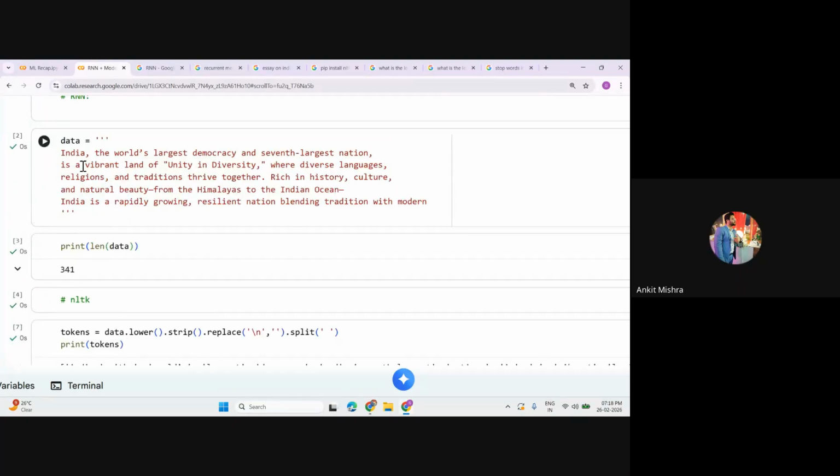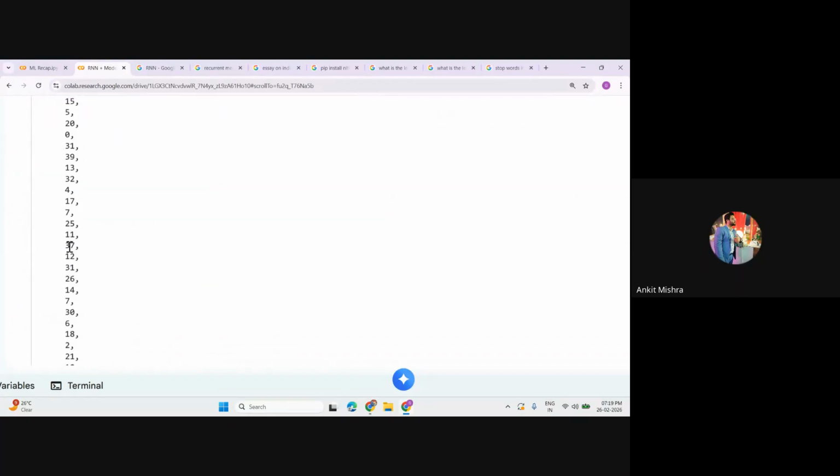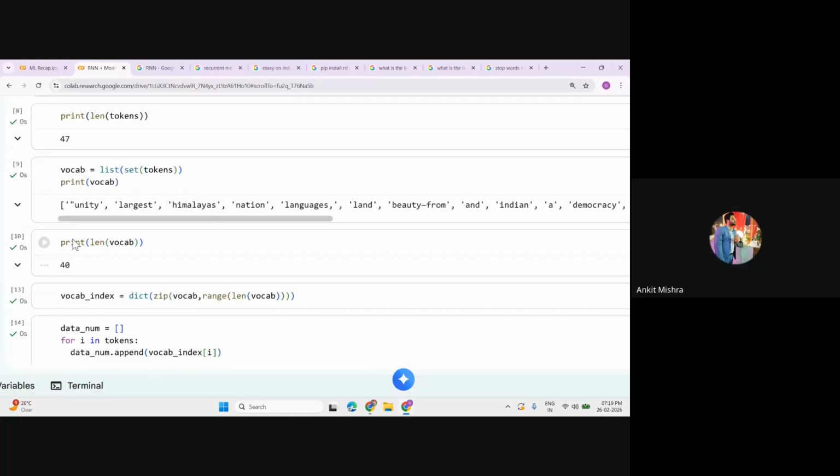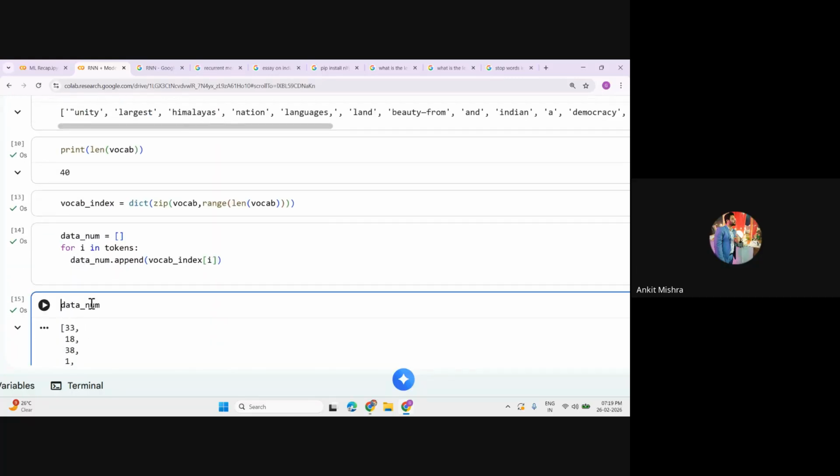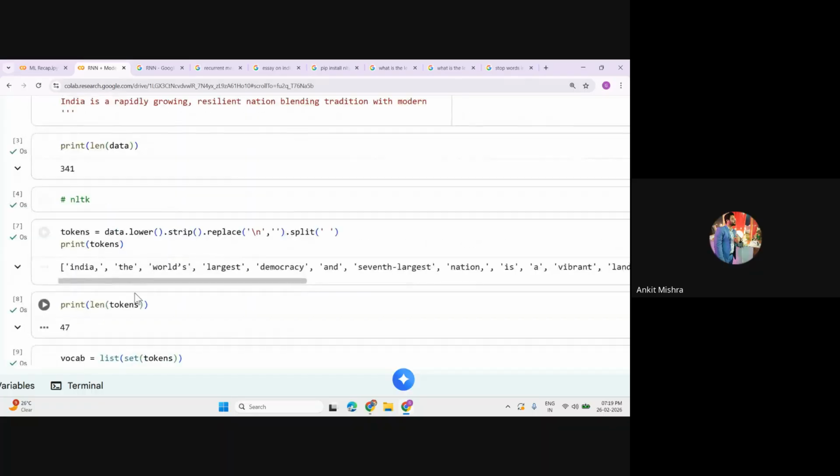Now you can just check. India is at the 38 index. So you have simply converted your data into the data num. Now, because we have this numerical data, we can simply create our model for natural language processing, right? But this is just a dummy concept candidate.